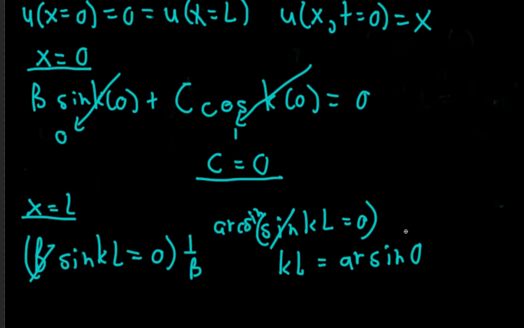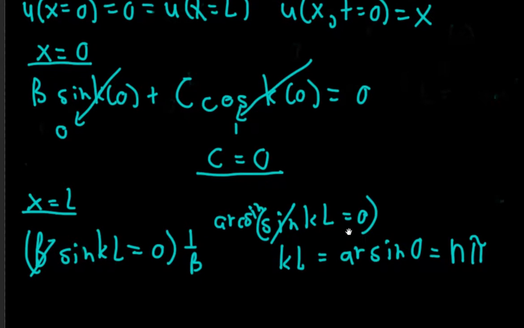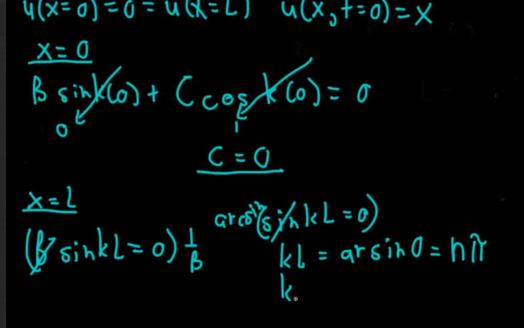And what is the arc sine of 0? Well, your calculator will tell you that it is 0, but that's only half of the story, because what really happens is that sine is 0 for any whole number, like 1, 2, 3, 4, 5, 6, 7, 8, whatever, multiplied by pi. So we can say that k is equal to n times pi over L. And this is important, but I'm going to explain this part in the next video.